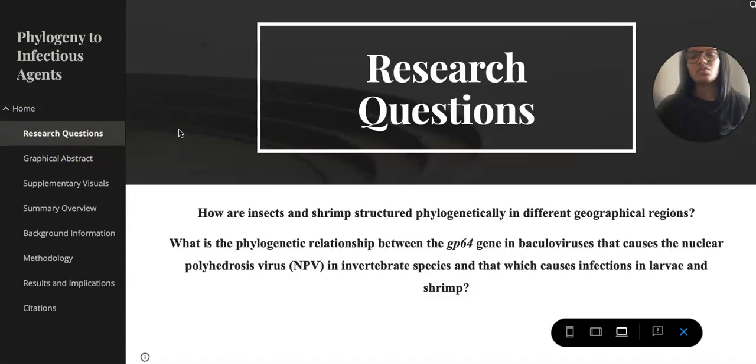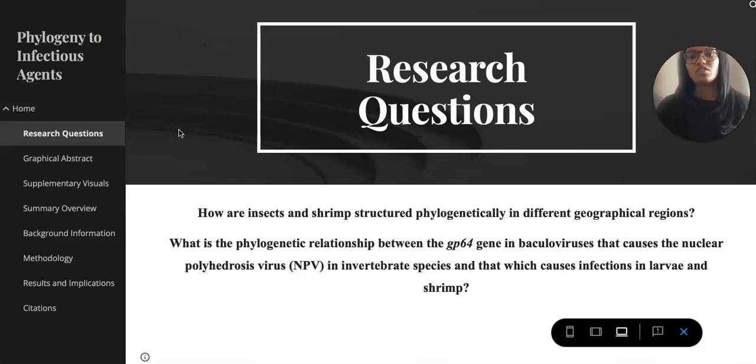So I began with two specific research questions, one being, how are insects and shrimp structured phylogenetically in different geographical regions? And the second one being, what is the phylogenetic relationship between the GP64 gene in baculoviruses that causes the nuclear polyhedrosis virus, or NPV, in invert species and that which causes infections in larvae and shrimp?